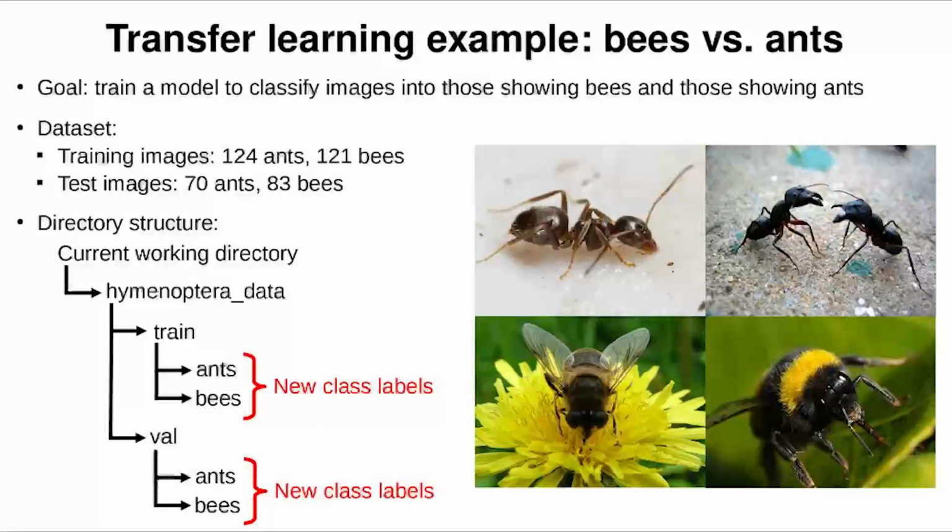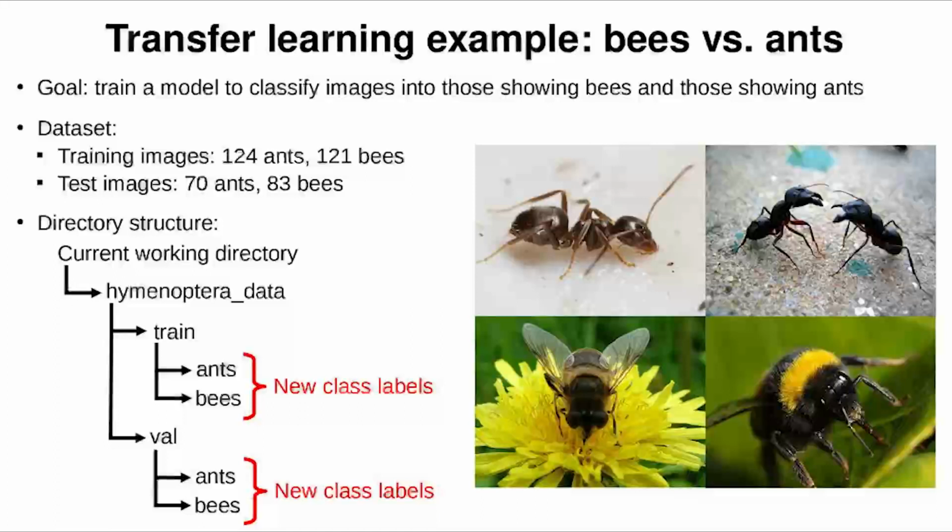When we load this dataset, we will rely on its directory structure for creating the training and test data loaders and the labels for the images. The directory structure that we will use is shown on the slide. The dataset is stored in the directory Hymenoptera data that has two subdirectories: train, containing all the training data, and test, containing all the test data.